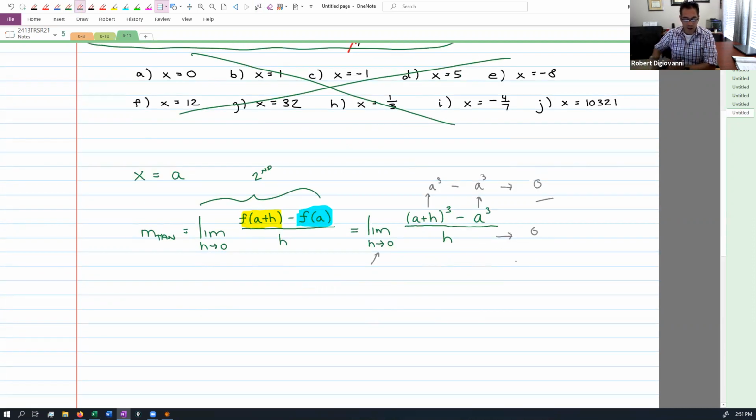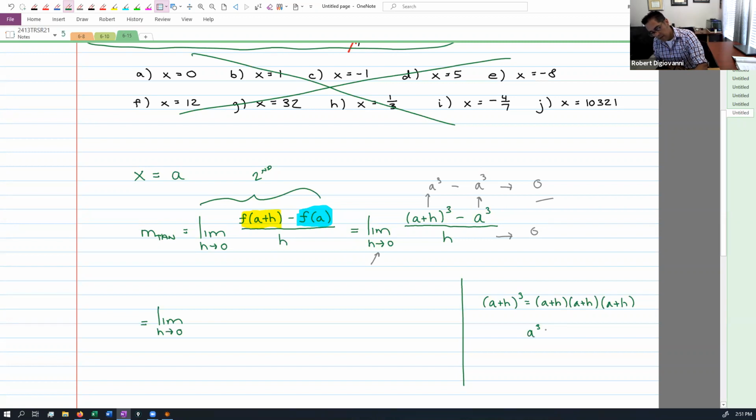So the algebra that I'm going to do right now is I'm going to cube that a plus h. Let me do this on the side. A plus h times a plus h times a plus h. Now, I'm not actually going to do that work. I'm just going to tell you what the answer is. It's a cubed plus 3a squared h plus 3ah squared plus h cubed. So, dot, dot, dot, I'm not showing that work.